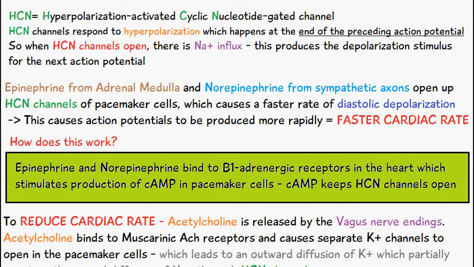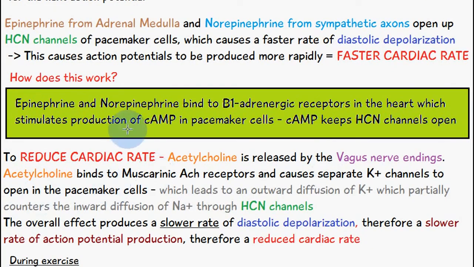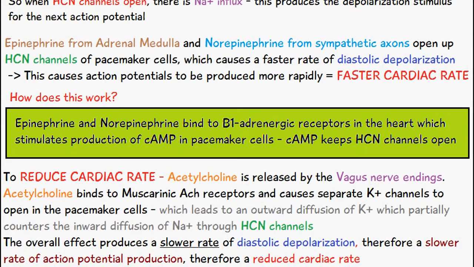Now, how does this work? Well, these epinephrine and norepinephrine will bind to beta-1 adrenergic receptors in the heart, and this stimulates the production of cyclic AMP in the pacemaker cells, and the cyclic AMP keeps these HCN channels open. So this is the key point, that it causes the production of cyclic AMP, and then this cyclic AMP keeps these channels open, so then more sodium can keep being influxed inside the cell.